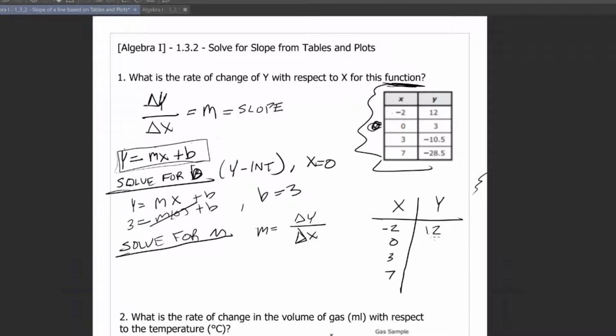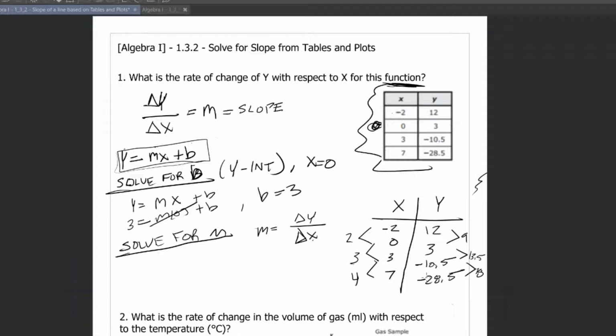So, we have 12, 3, -10.5, and -28.5. So we see the rate of change. Again, we're looking for delta y over delta x for each step. So we have -2 to 0, the delta x there, let's say 2, right? Here it's 3. Here it's 4. Right here, 12 to 3 is 9. 3 to -10.5 is 13.5. And then -10.5 to -28.5 is 18, right?